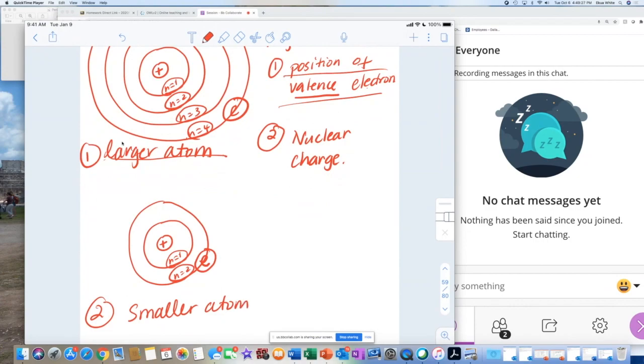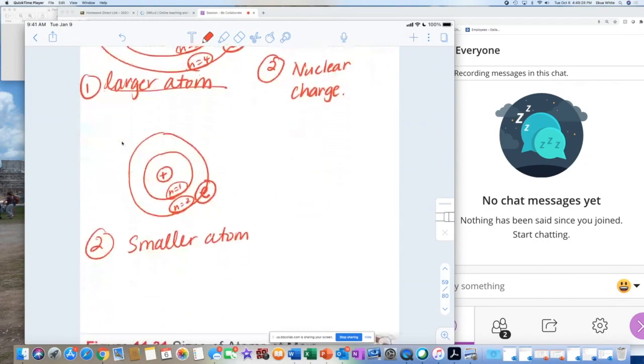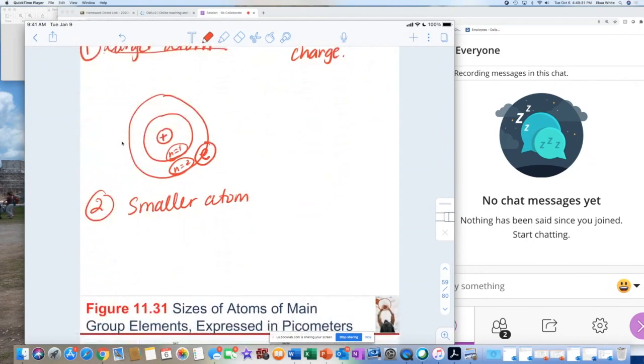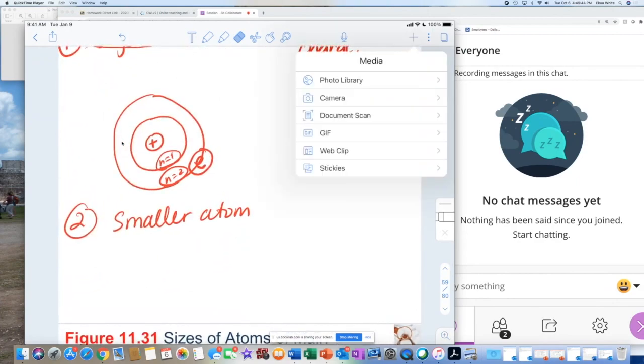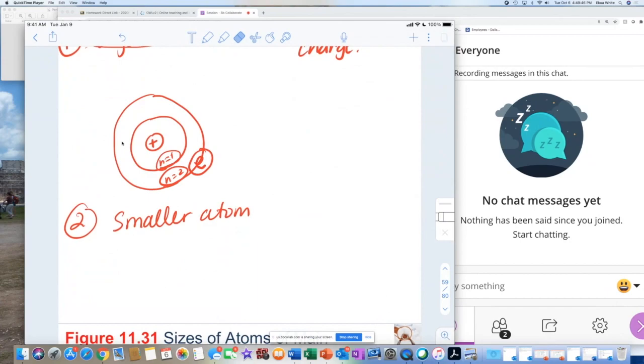The number 2 reason is called nuclear charge. With nuclear charge, this is when the size of the nuclear charge, or the positive charge in the nucleus, changes. And so we're being told here, I'm trying to make sure I explain this. Wait, I'm trying to add a page here. Come on.